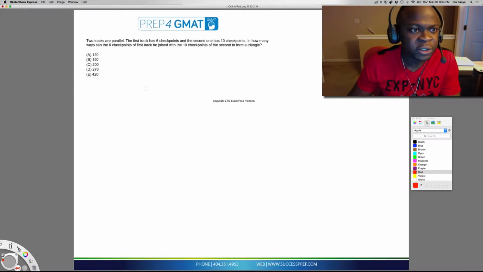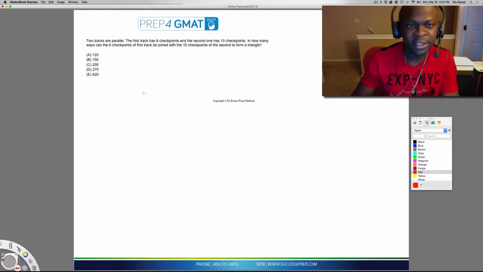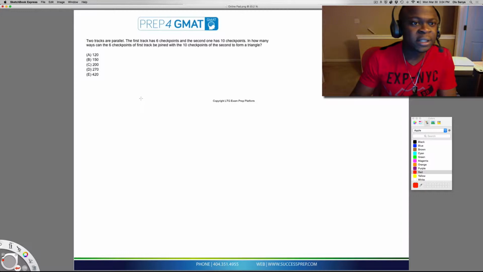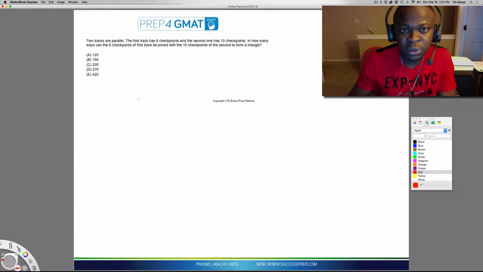Okay, for this question on the GMAT, they said two tracks are parallel. The first track has 6 checkpoints and the other has 10 checkpoints. How many ways can the 6 checkpoints of the first one be joined to the 10 checkpoints of the second one to form a triangle?